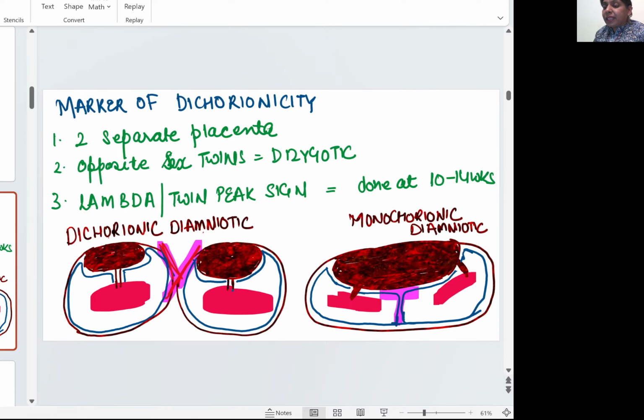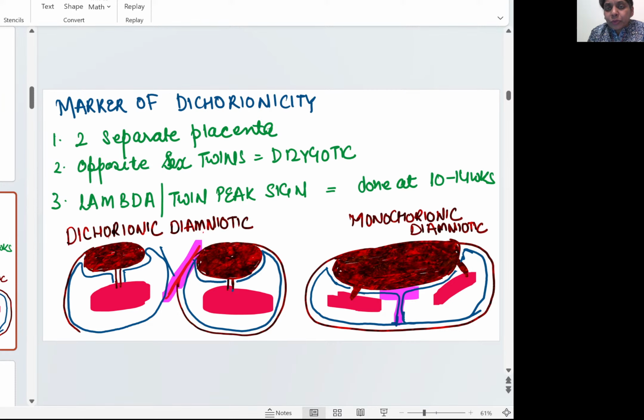Very good. Now you tell me, the intertwin membrane is made up of, yes, 4 membranes. If you can see here, in the dichorionic, diamniotic, there are 2 amnion and 2 chorion. Very good, Dr. Sumit. Whereas in the monochorionic, diamniotic, it will be a thin membrane. Only 2 amnion will be present.